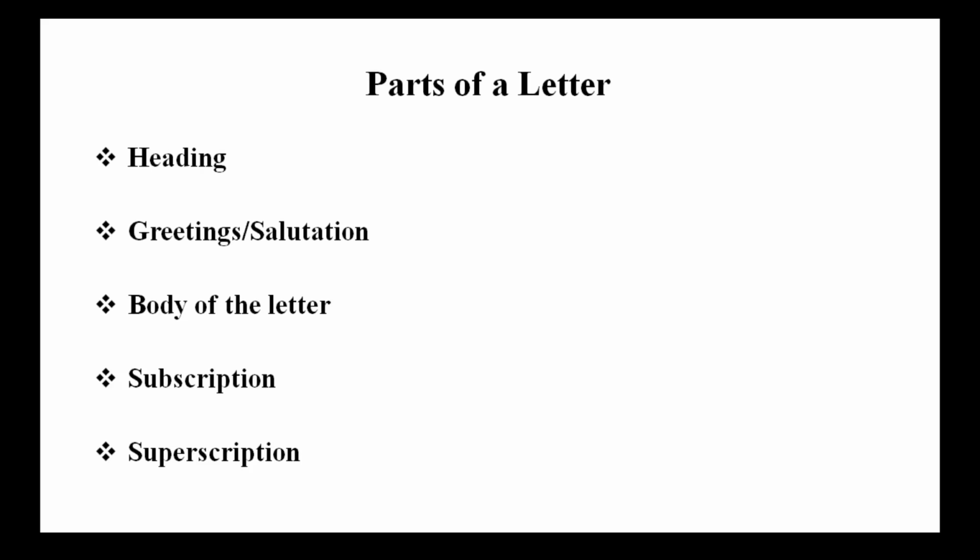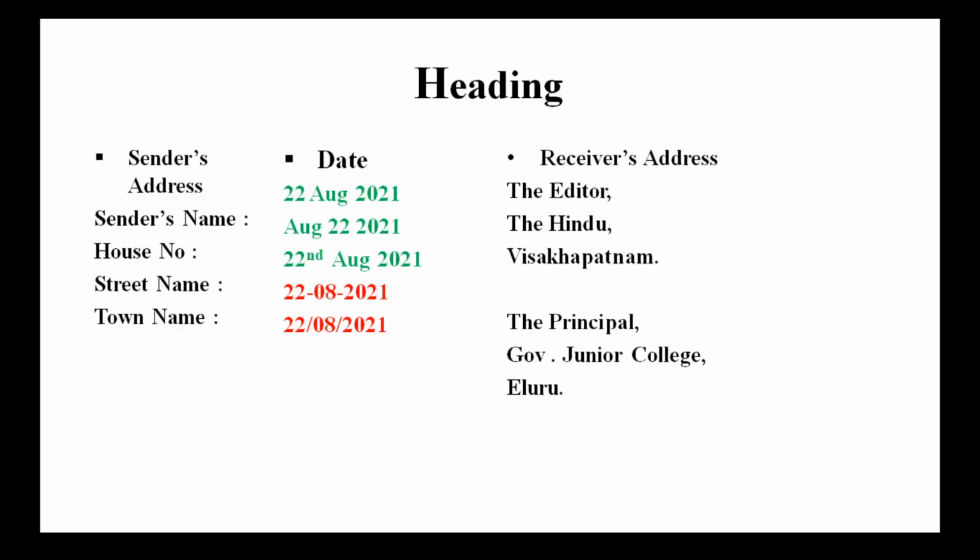Now we see parts of a letter. A letter, either formal or informal, consists of 5 parts. They are heading, greetings or salutation, body of the letter, subscription, and superscription. Now we discuss each part in detail.